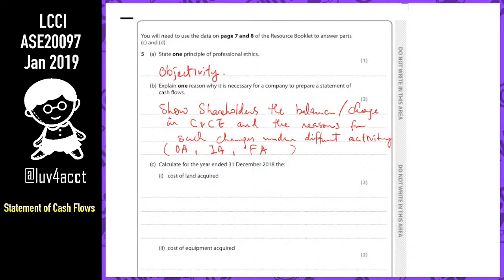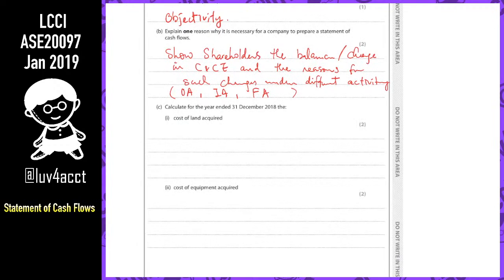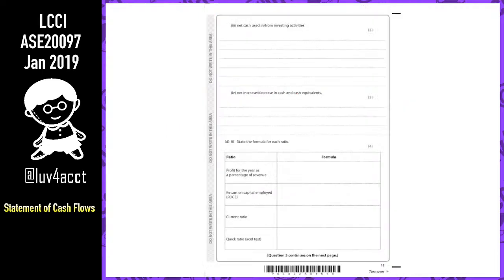Calculate. This is A and B, and then calculate the cost of land acquired, the cost of equipment acquired. Part C, A, B, 3 marks, 4 marks. And then net cash used in and from investing activities, net increase in cash and cash equivalent. Ratios, and then this. This is all the things that we need. So let us move on then.